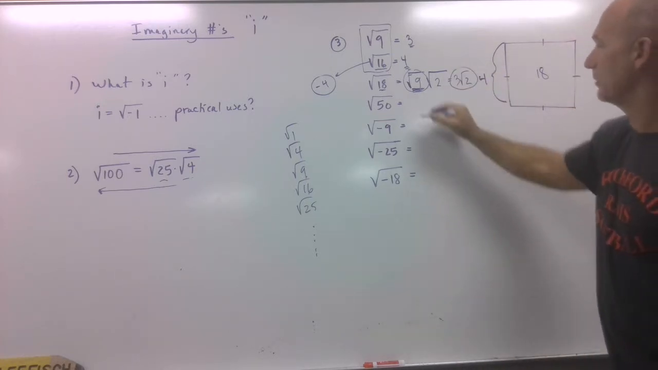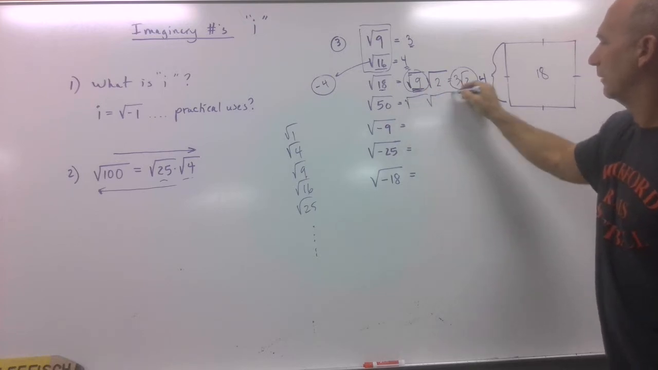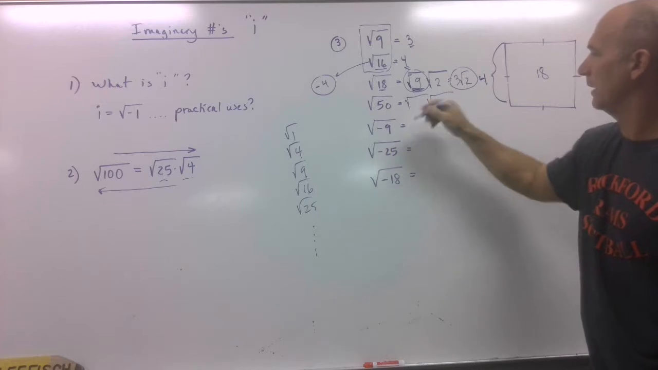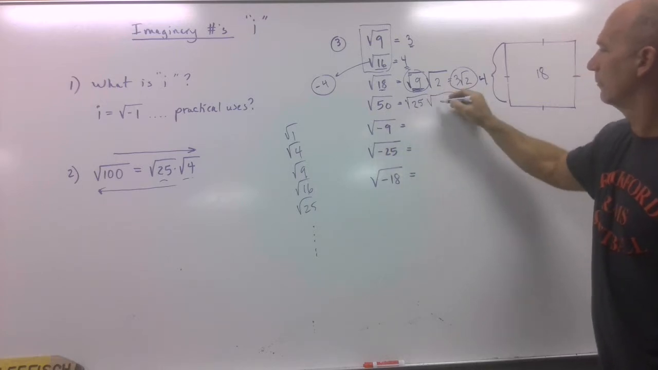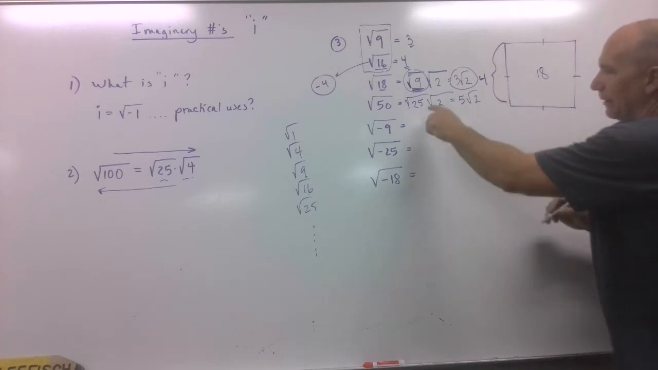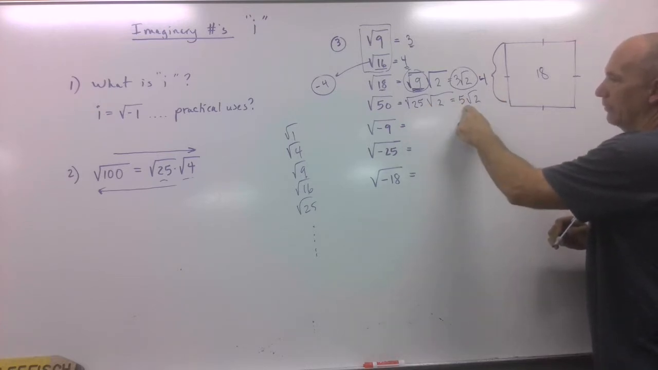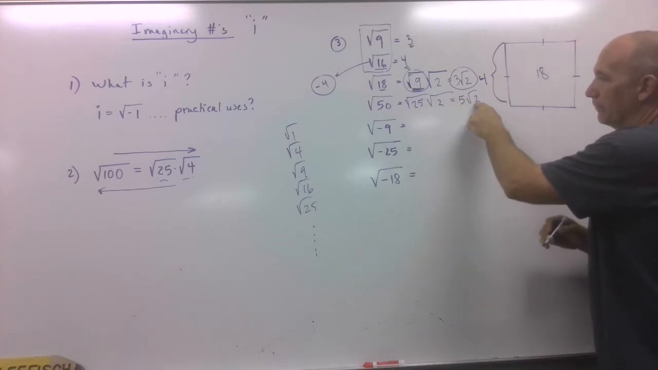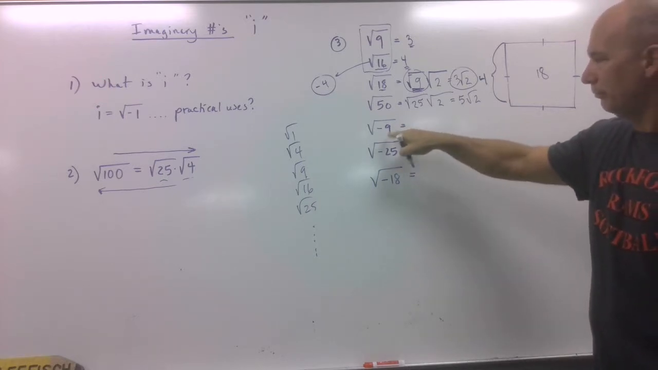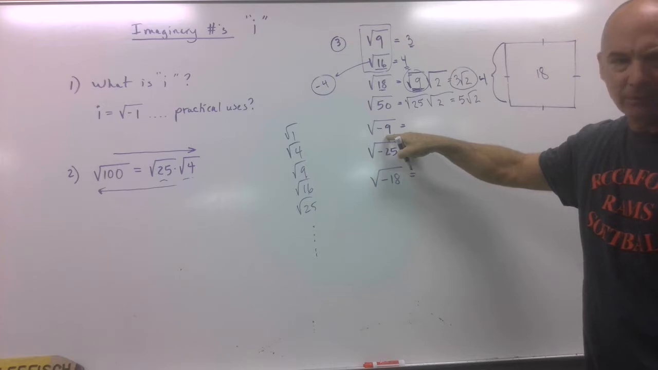But let's practice another one. The square root of 50. What's the largest perfect square from this list that goes into 50? That'd be 25, 2 times, which is 5 square root of 2, because the square root of 25 is 5. The square root of 2 just comes along for the ride. Now we got a problem. The square root of -9, you were taught that that's not possible.